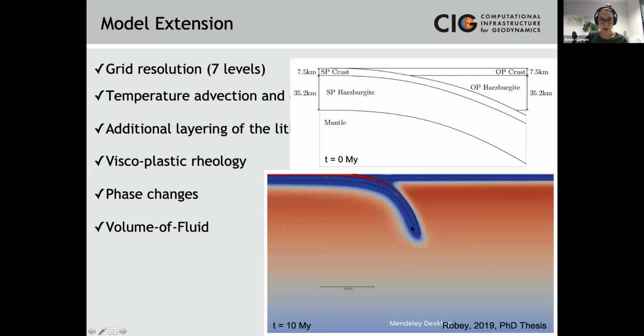And as a final example, I just wanted to mention this figure from Jonathan Roby's thesis from last year, where he looks at the volume of fluid method and the DG method and compares them, and shows that with the volume of fluid method, we can have the same or similar results, but with one level of resolution less than for the DG method. And we can have 7 different levels of grid resolution to follow this crustal weak layer into the mantle.